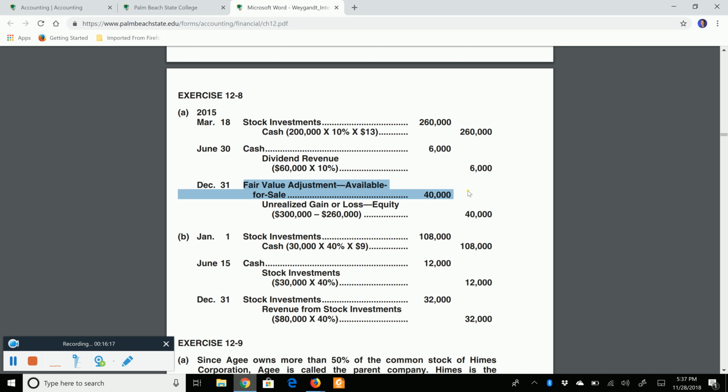Now the fair value adjustment account could have either a debit balance or a credit balance. It depends if the fair market value has increased or decreased since we originally purchased it. If the investment has increased in value since we purchased it, this fair value adjustment account will have a debit balance, effectively increasing the asset. If it has decreased in value since we purchased it, we will have a credit balance here, effectively being netted against the original investment asset.